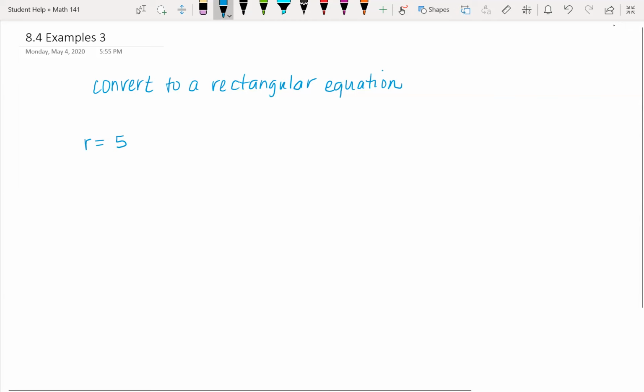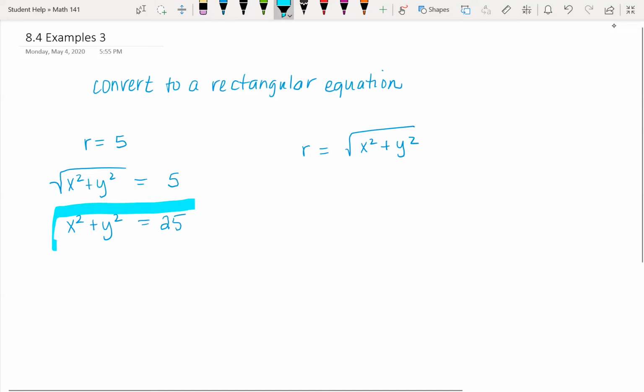But we know that r is equal to the square root of x squared plus y squared. So I'll put the square root of x squared plus y squared is equal to 5. And then if I square both sides to get rid of that square root, I have x squared plus y squared equals 25. This is the version that we're used to seeing for conic sections, a circle centered at the origin with a radius of 5.